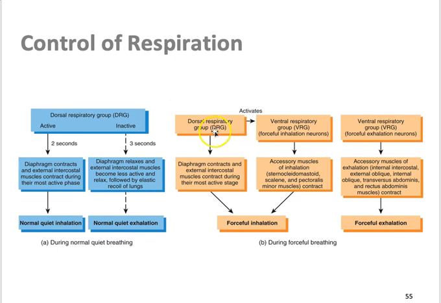Then you're going to have your dorsal respiratory group communicating with the ventral respiratory group such that you will regulate the diaphragmatic muscles and the external intercostals working in conjunction with the sternocleidomastoids, the scalene, the pectoralis minor muscles, right? That's because the ventral respiratory group is now signaling that. You can also cause the internal intercostal muscles, external obliques, internal obliques, as well as transverse abdominis and rectus abdominis muscles to now cause a forceful exhalation.